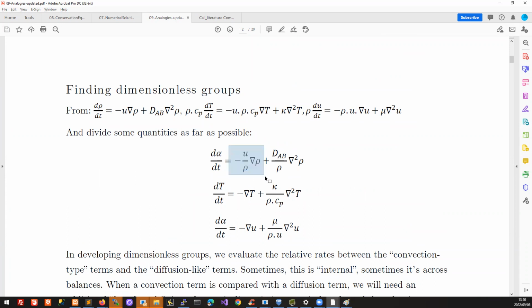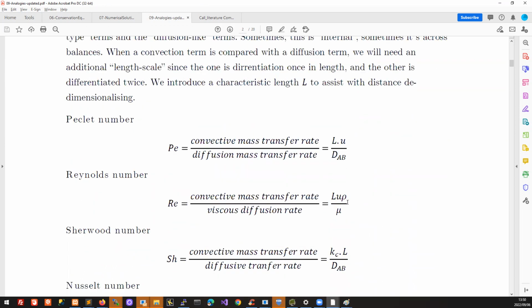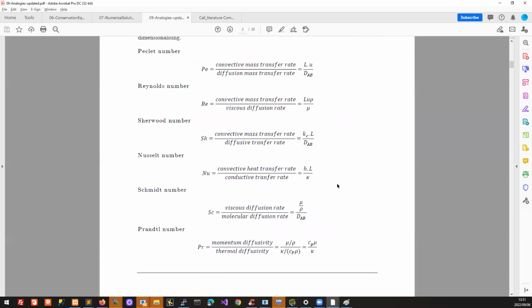So for example, you could look at competition between convection and conductivity, or competition between convection and the viscous flux. So that is the origin of these dimensionless groups that have emerged in the literature. The Peclet number is the one we just talked about. It's the competition between the convective flux and the diffusion flux. And so if your Peclet number is extremely high, then your convection matters much more than your diffusion.